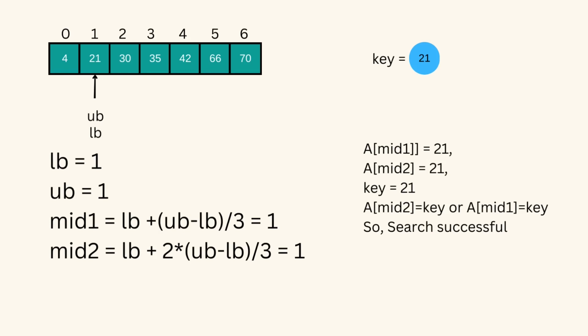Now, we have LB equals 1 and UB equals 1. We get mid1 equals 1 and mid2 equals 1. As ARR of mid1 equals key, our search is successful and we return the index 1.